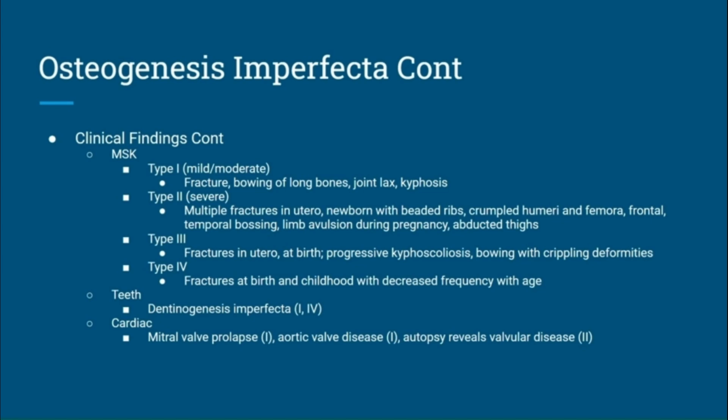Type 3, fractures in utero at birth, but not as devastating as the previous. May have a kyphoscoliosis, as well as bowing with crippling deformities.